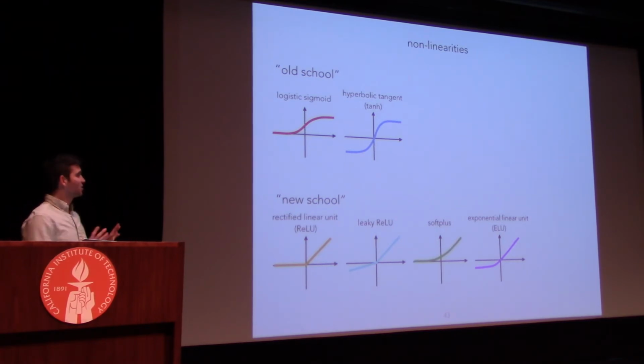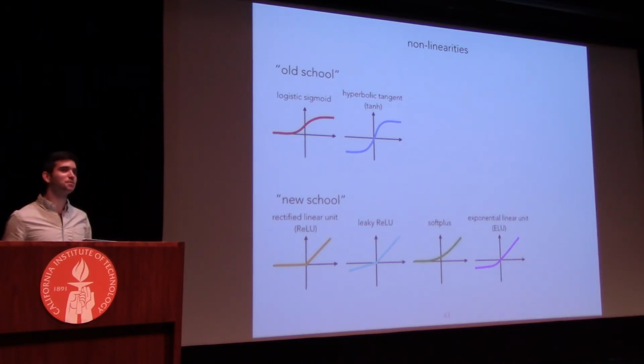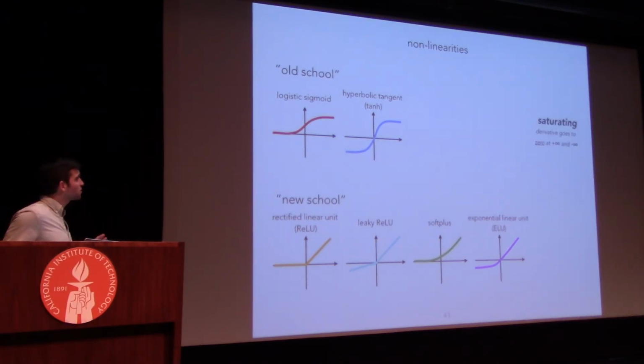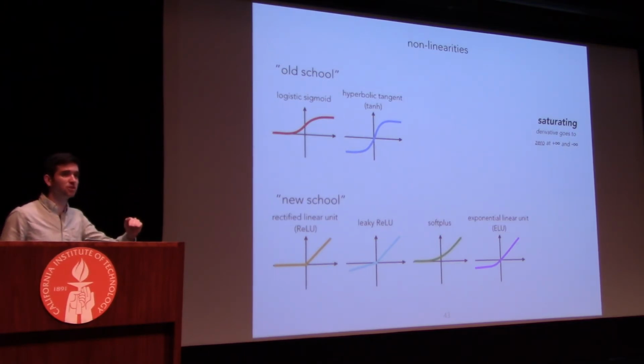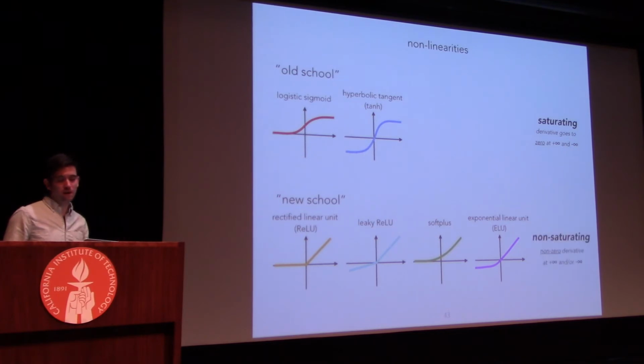And just at a very broad scope, I hope you can see that there are some very clear differences between these classes of nonlinearities. These top ones up here are what we refer to as saturated. That means that the derivative goes to 0 at plus infinity and minus infinity. So it's a flat function as we move away. And this new school of nonlinearities are non-saturating, meaning that as we go toward positive infinity or negative infinity, the derivative is not 0.